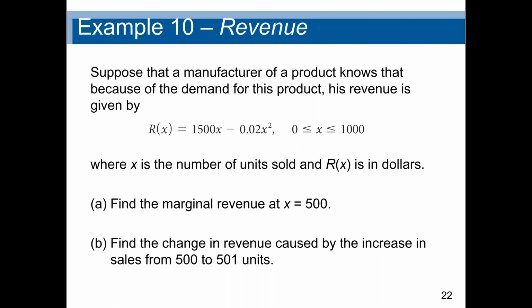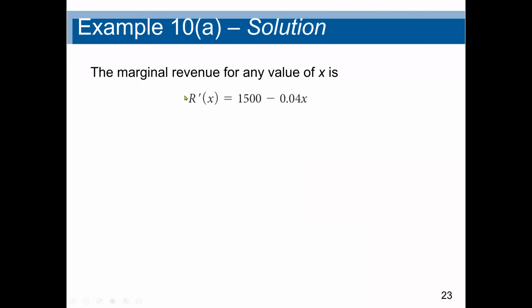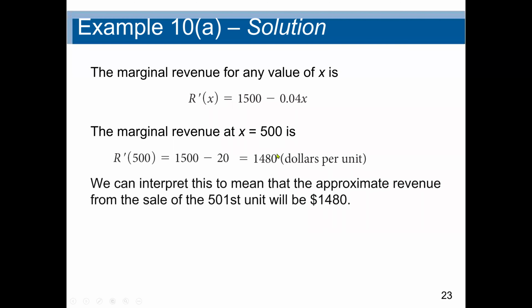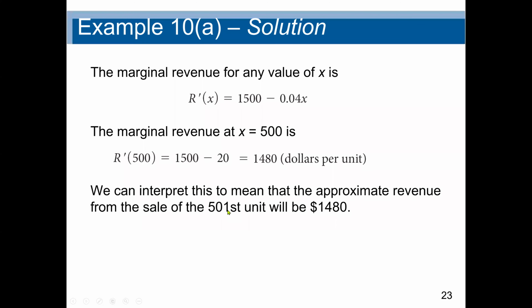It's because 501 will give me the next changes to 502. So that's why here we find the derivative of the function first. Then we plug in the 500, and that will give us the marginal revenue, which is the 501 item we are going to sell. The marginal revenue will be changed to this per unit. So 500 to 501, this is what we get.